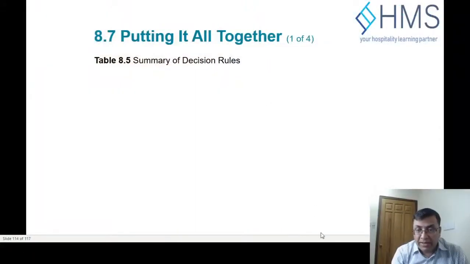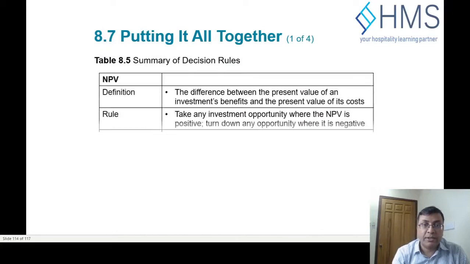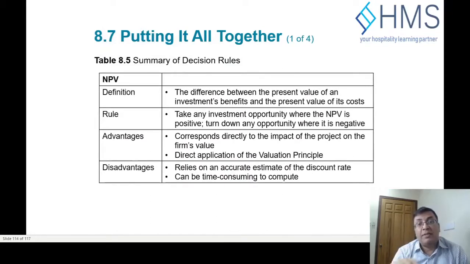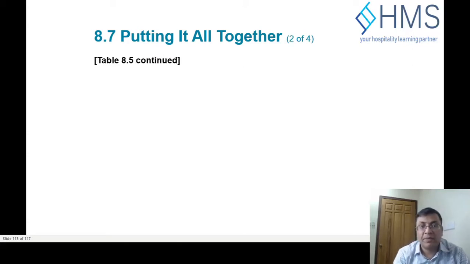So to summarize our earlier discussion, the NPV is the difference between the present value of investment benefit and the present value of its cost. The rule is you need to select a project where the NPV is higher. The advantage is that it's very simple and corresponds to the impact on the project and firm's value. The disadvantage is that you need a very reasonable estimate of the discount rate, which is not very easy, and it's time consuming to calculate.